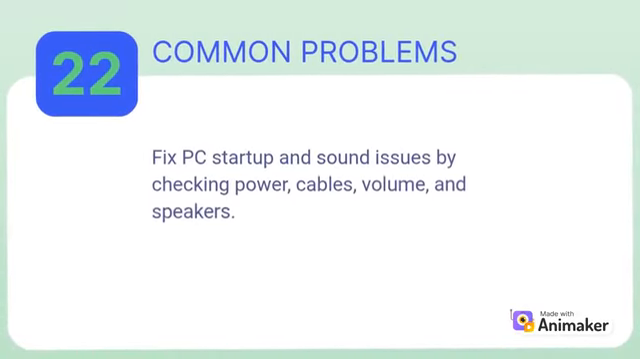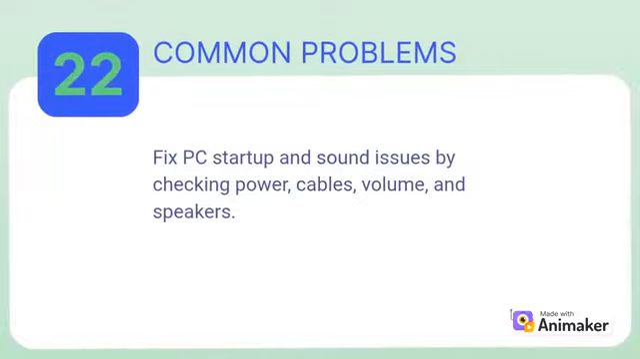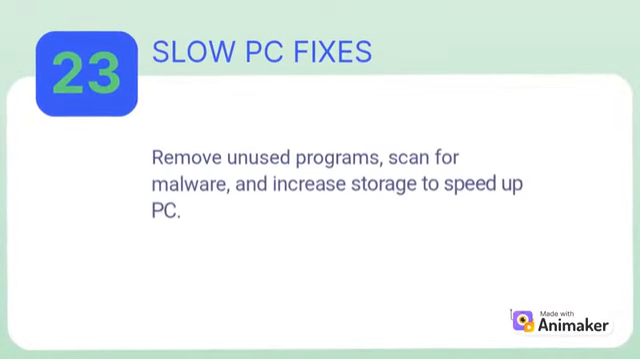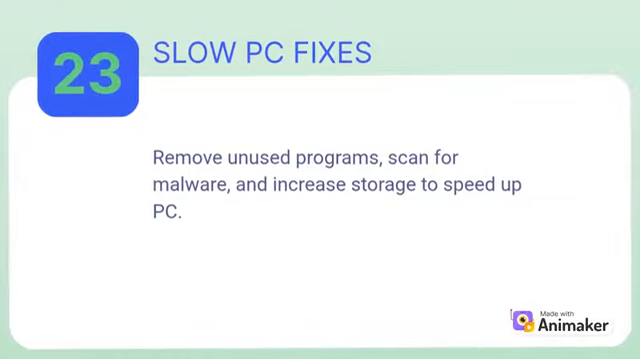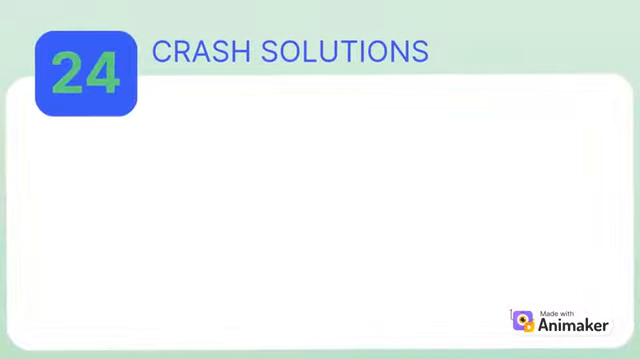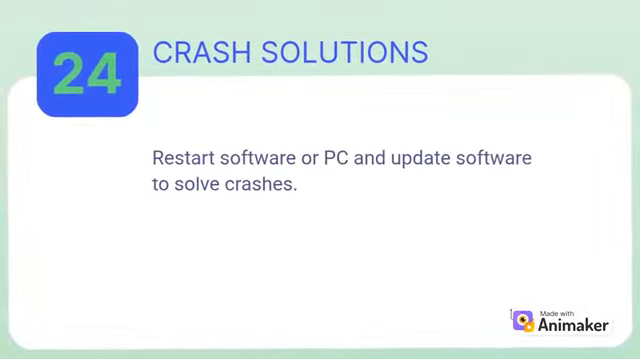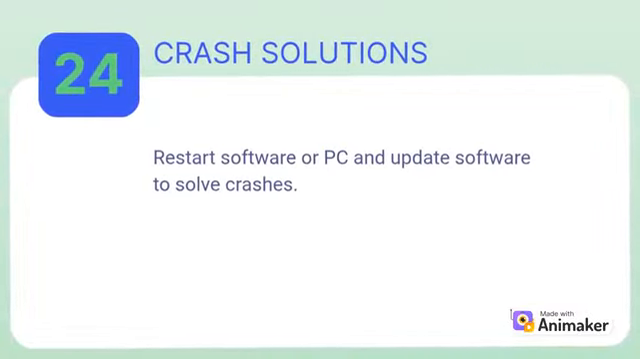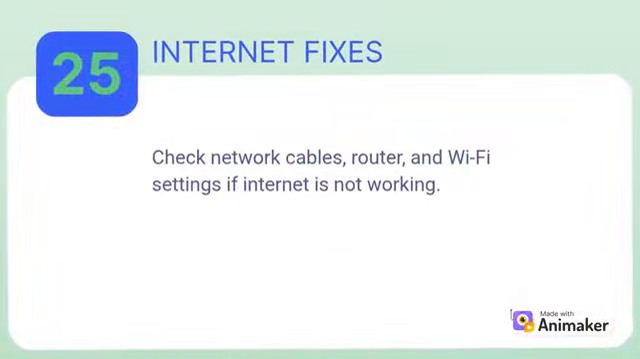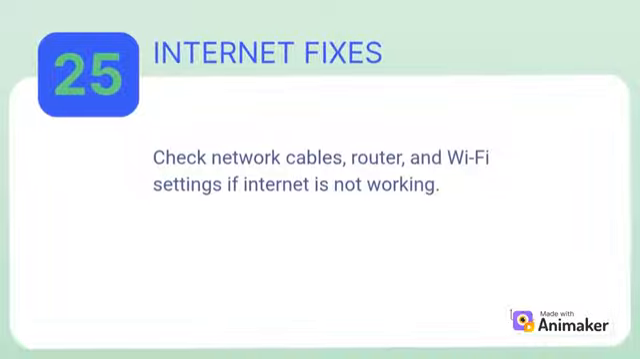If your PC won't start, check the power and cables. If there is no sound, check the volume and speakers. To fix a slow PC, remove unused programs, scan for malware, and increase available storage space. If software crashes, try restarting the software or your PC. Also, make sure your software is up to date. If the internet is not working, check your network cables, restart the router, and verify your Wi-Fi settings.